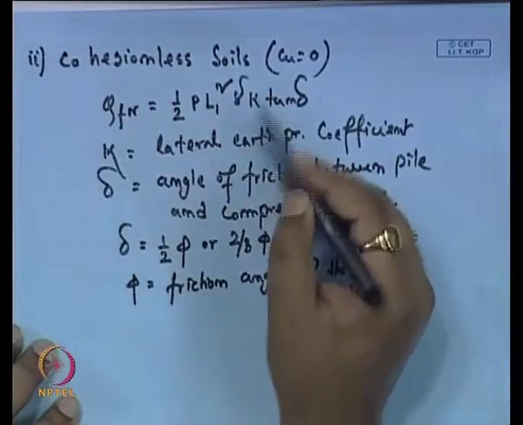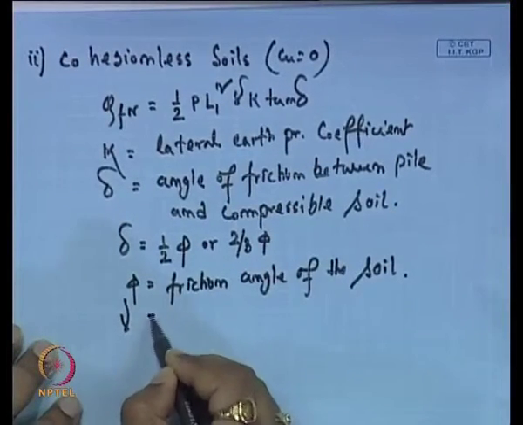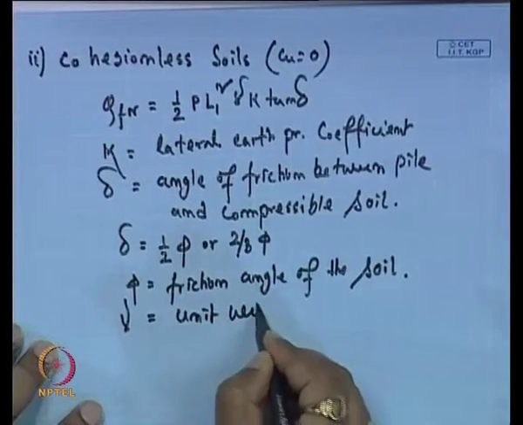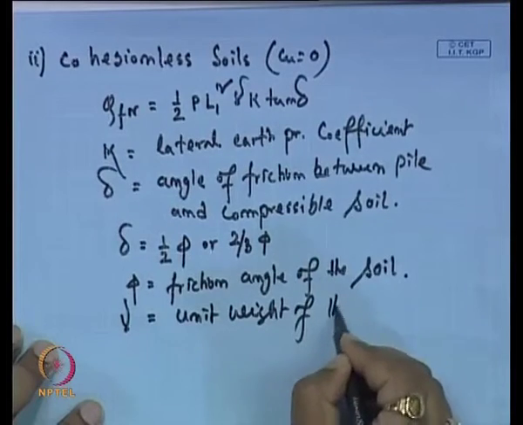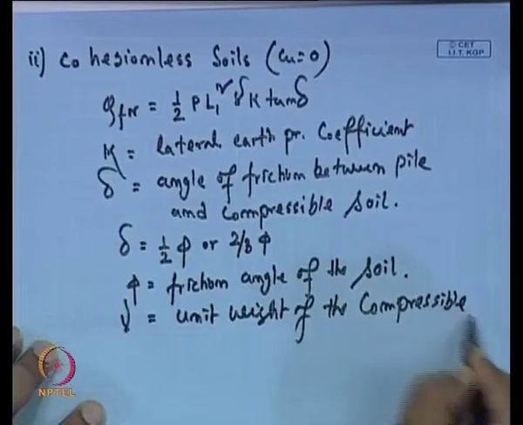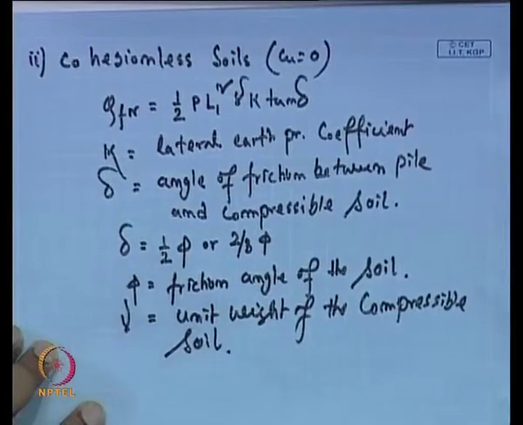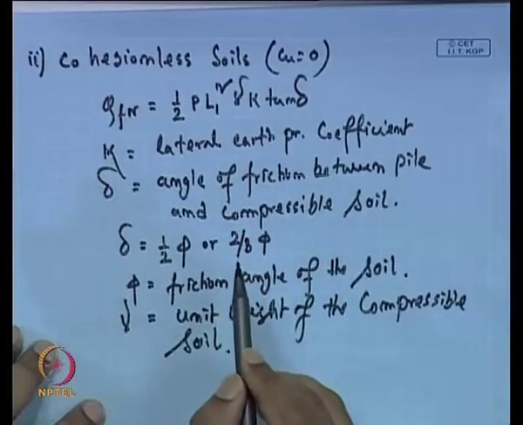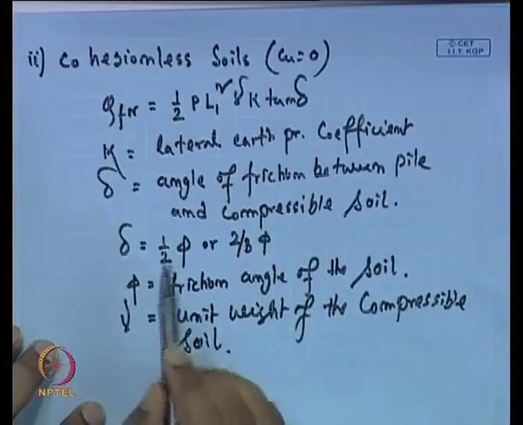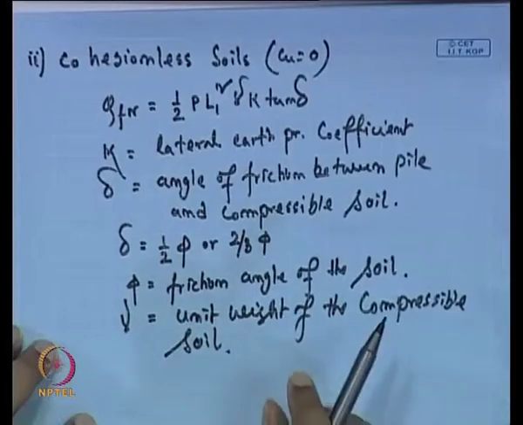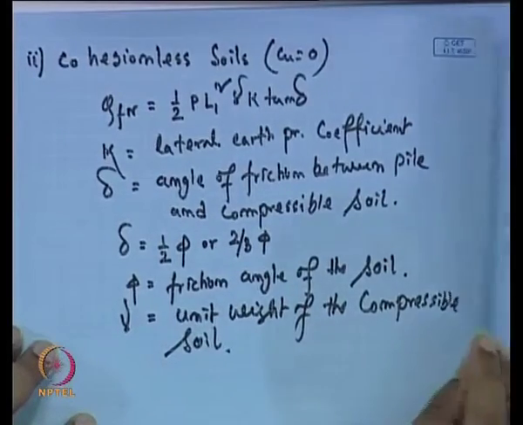L1 is the length of that compressible layer, and gamma is the unit weight of the compressible soil. So, this is the expression. This one is the negative skin friction that will act downward, not upward. So, this will not give any resistance, this will act in the downward direction. Now, this is for the single pile.